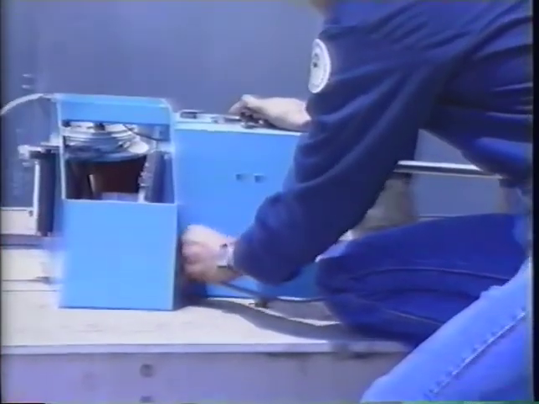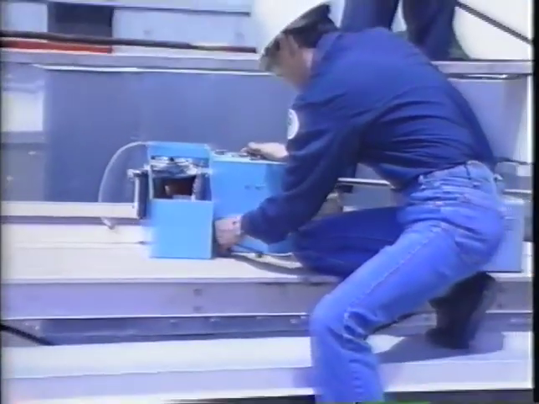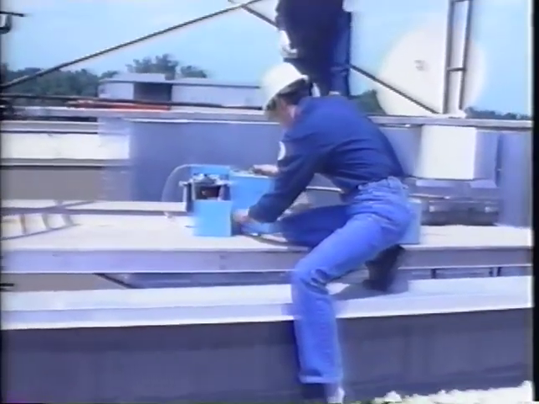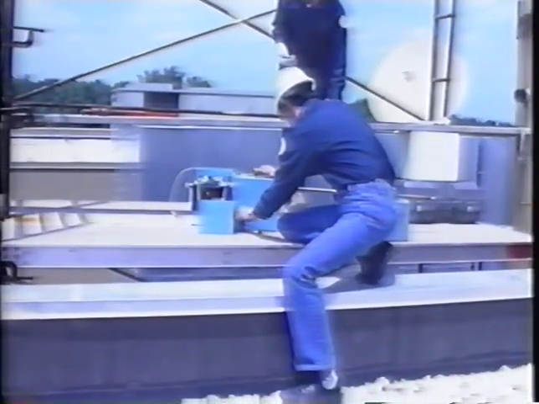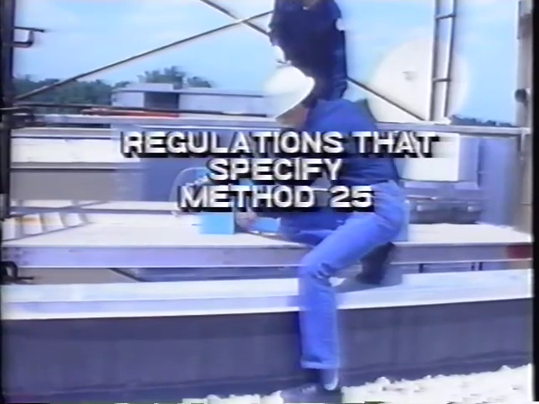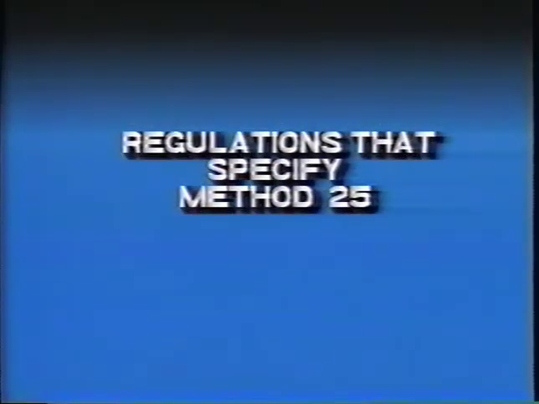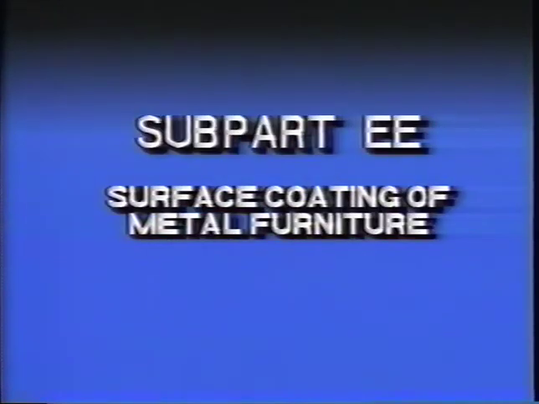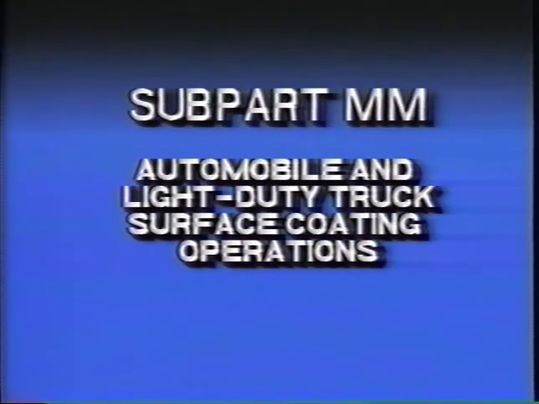Often there are questions about when to use Method 25. When an EPA regulation specifies a method, it is usually not appropriate to substitute other methods such as Method 25A for Method 25. Following is a list of the regulations currently specifying Method 25. Subpart EE, surface coating of metal furniture. Subpart MM, automobile and light-duty truck surface coating operations. Subpart RR, pressure-sensitive tape and label surface coating operations.